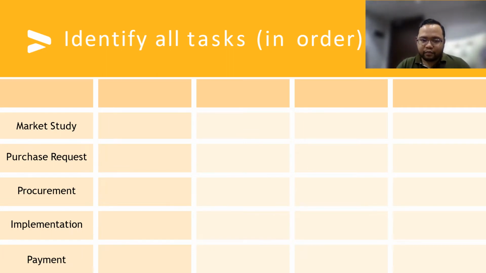After the procurement process is completed, the next phase is the project implementation. Once project implementation is complete, then we move on to the payment. So as we see here on the left side of the matrix, we start by identifying all these critical steps, all these critical stages in the order that we normally would go through them.